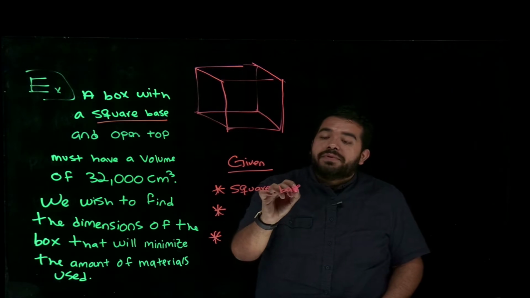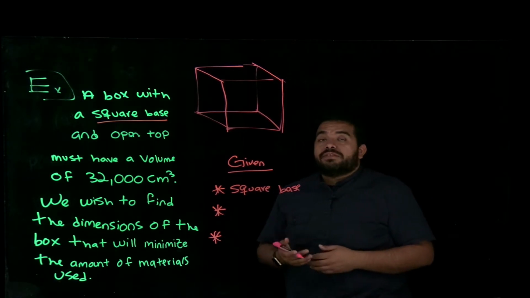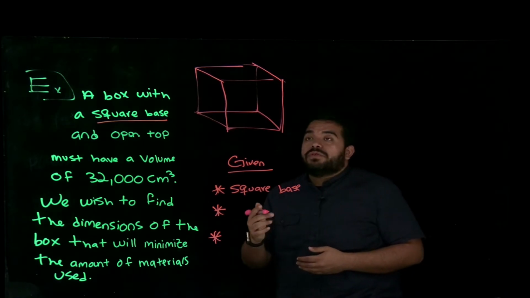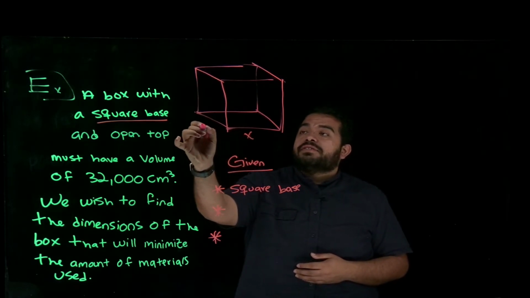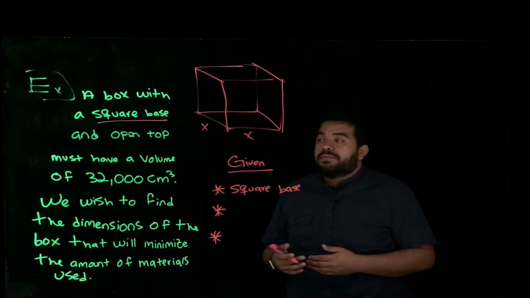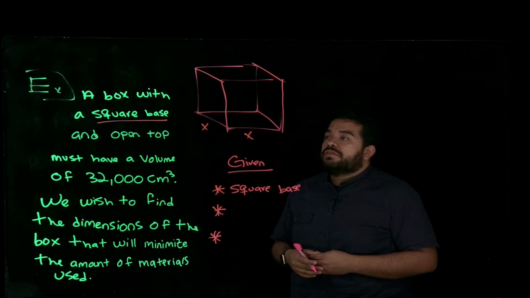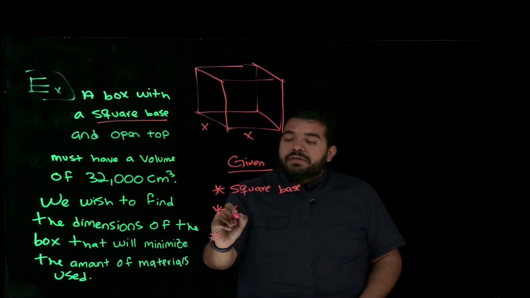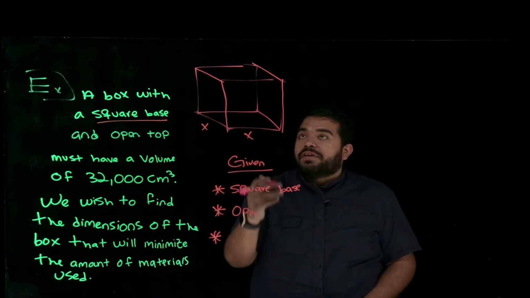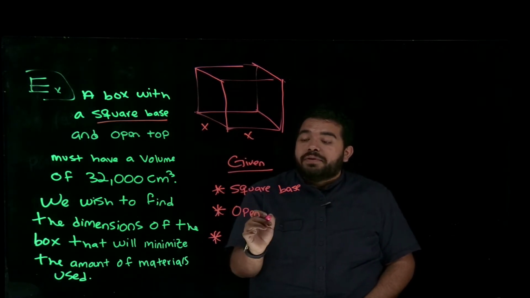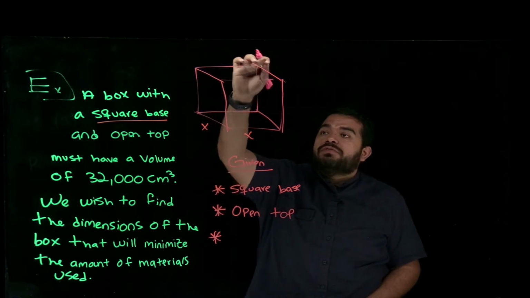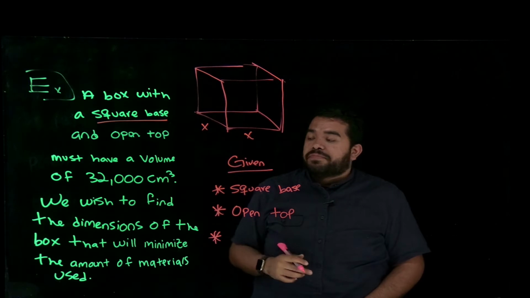Because we have a square base, we expect the length and the width of the bottom part of this box to be the same. So for that reason, I'm going to represent the base as x's. They have to be the same. We have a square base. The next thing that we have to consider is open top. This is important because it's going to help us figure out what we have and what we don't have for this problem. So open top means that this portion of this box is missing.